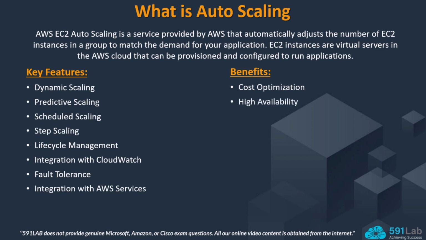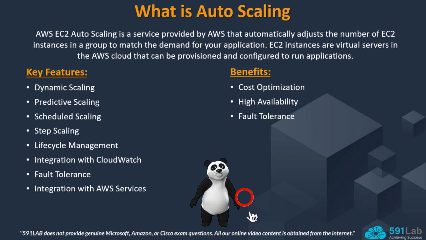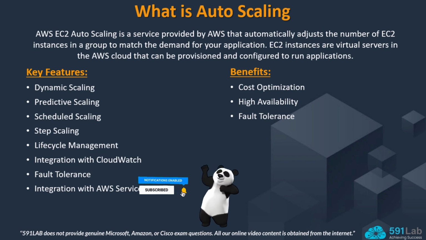High availability enhances application availability by automatically replacing unhealthy instances and maintaining the desired capacity, minimizing downtime and ensuring uninterrupted service for users. Fault tolerance helps by automatically replacing failed instances and distributing traffic evenly across healthy instances, reducing the impact of failures on application availability.